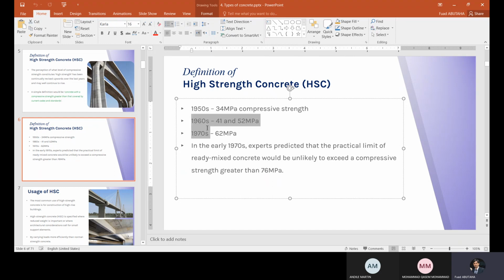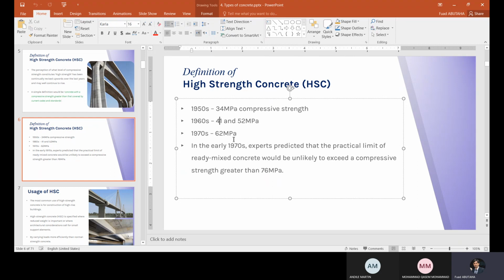But when time moved on, in the 1960s for example, the compressive strength that differentiated between the normal and the high was increased to 41 and even 52 megapascal. So 34 megapascal at this time was no longer high strength concrete. And when time moved again, the point that differentiates between normal and high was modified and increased up to 62. So 42 and even 52 megapascal is no longer high compressive strength.